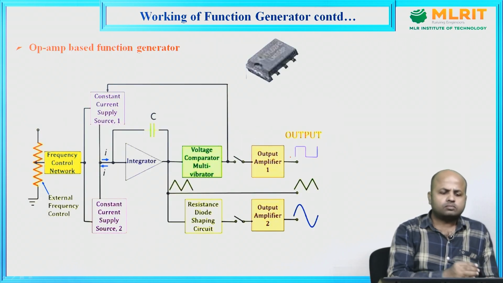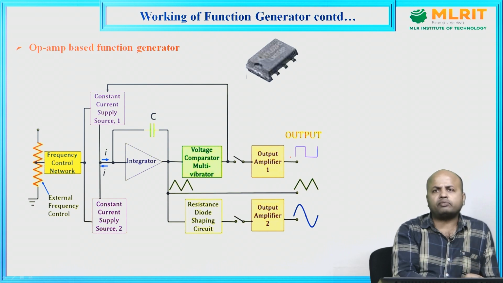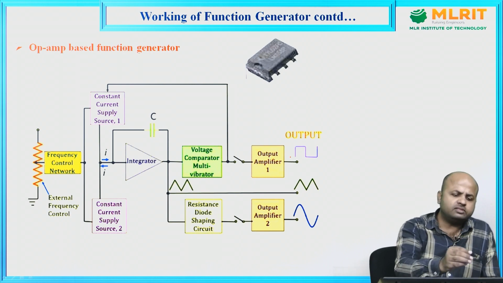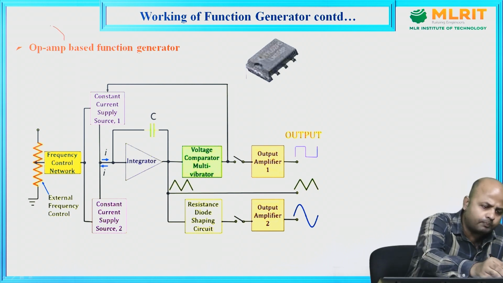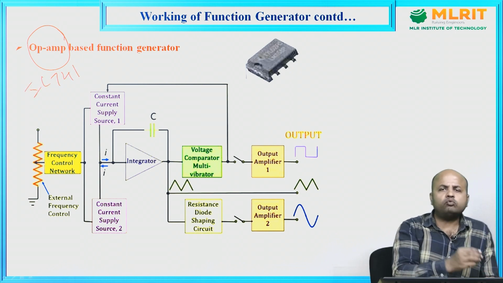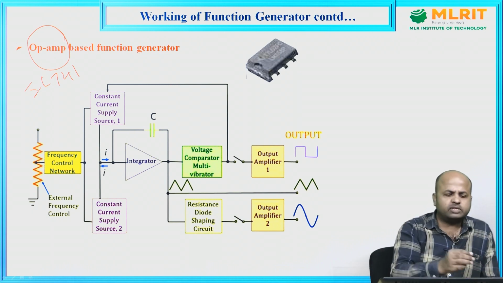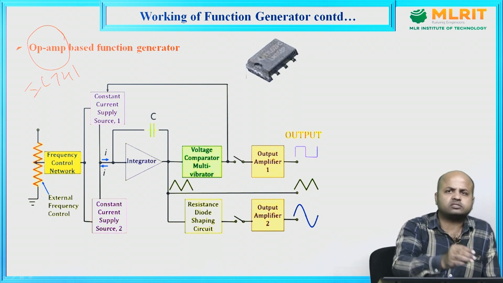Now, in the previous slide, we have seen how we generate the different waveforms using IC555. But in this, we will see using an op-amp IC. The name of the op-amp IC is IC741. How one can get different waveforms using an op-amp. So the next is the op-amp based function generator.